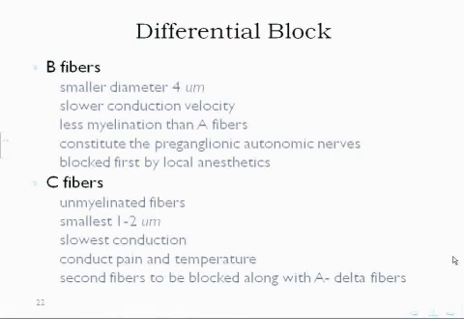If you look at your B fibers, they're smaller in diameter. They're usually at 4 microns. They have slower conduction velocity, and they're less myelinated. They constitute the preganglionic autonomic nerves, and they're actually blocked pretty quickly by local anesthetics. The C fibers are the smallest, and they are unmyelinated. They have the slowest conduction velocity, and they conduct pain and temperature, and they're the second fibers to be blocked, along with A delta fibers.